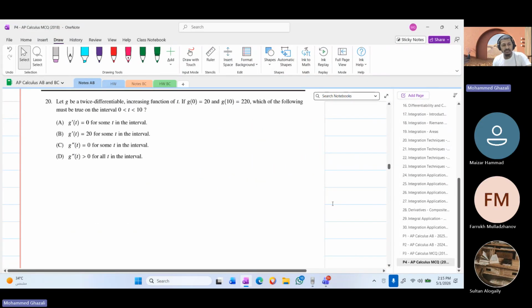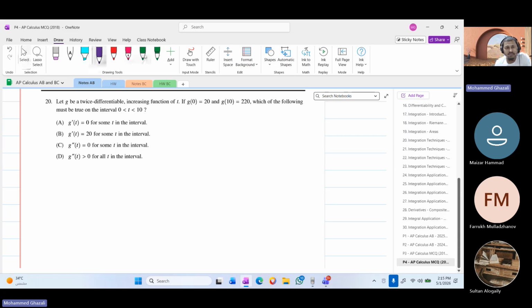And let's move on to the next question. Let g be a twice differentiable increasing function. Very important. You already know about these types of function. Let me just choose an example, maybe an exponential function like e to the power x. It is differentiable twice and is increasing.